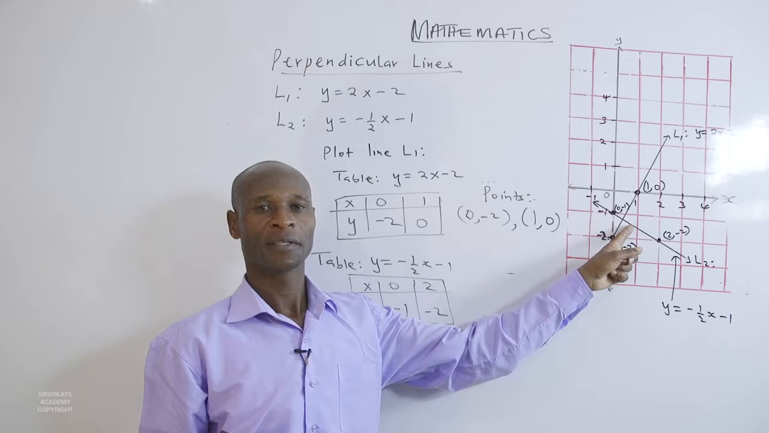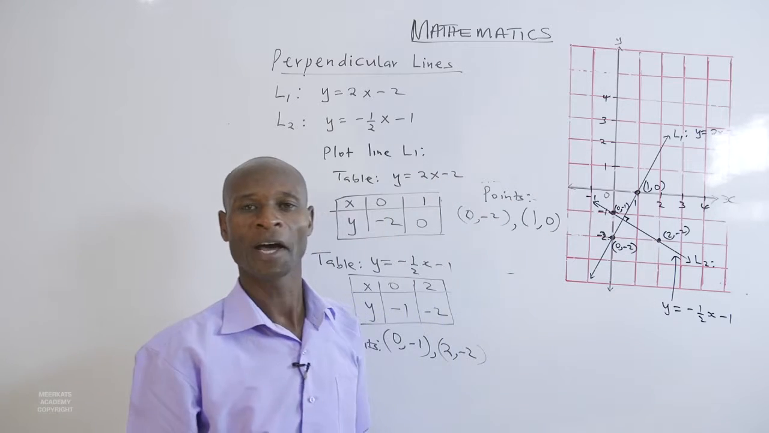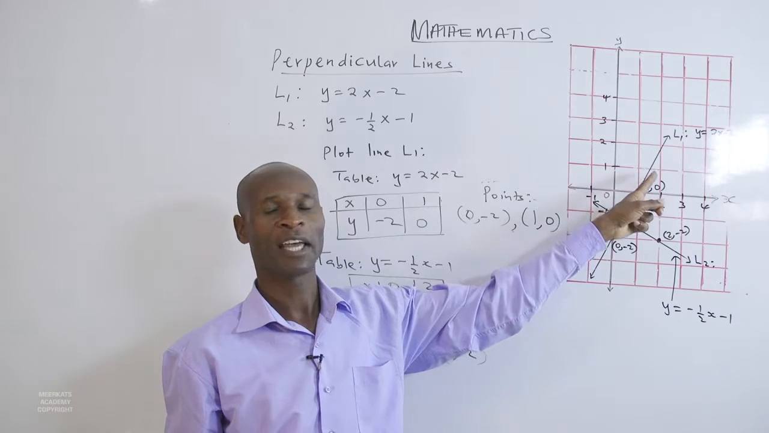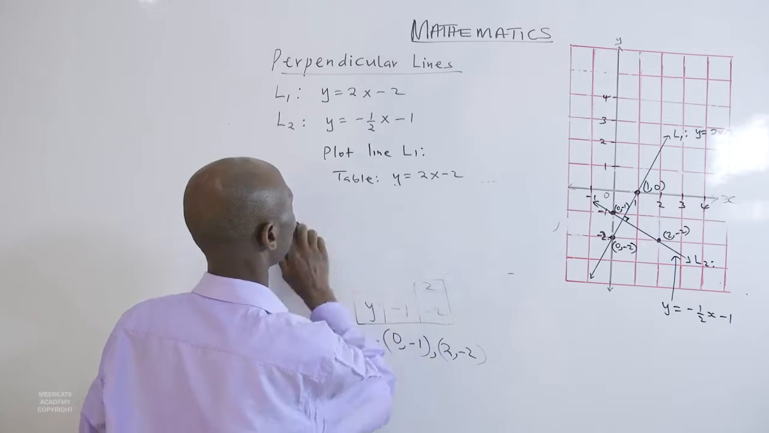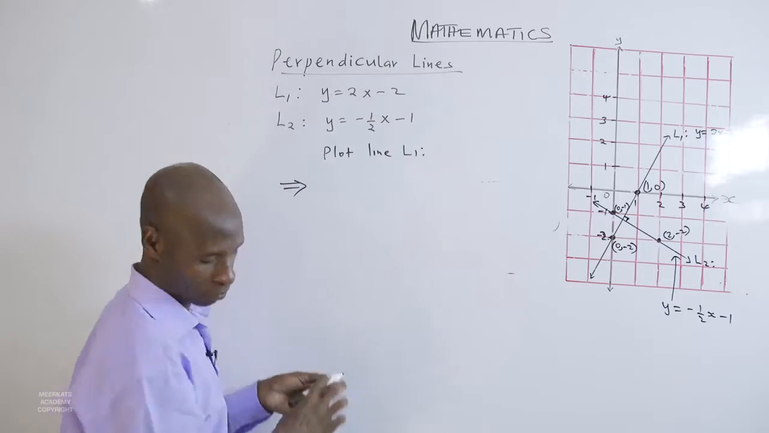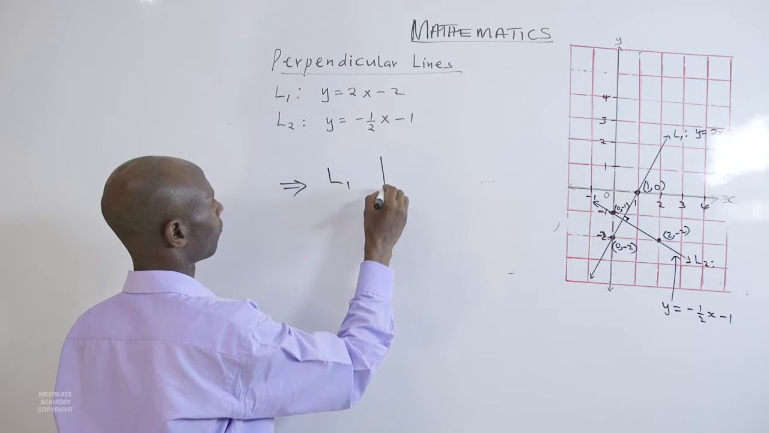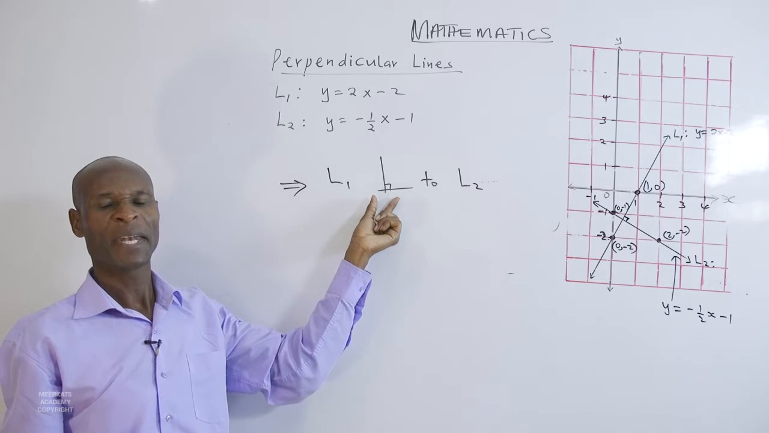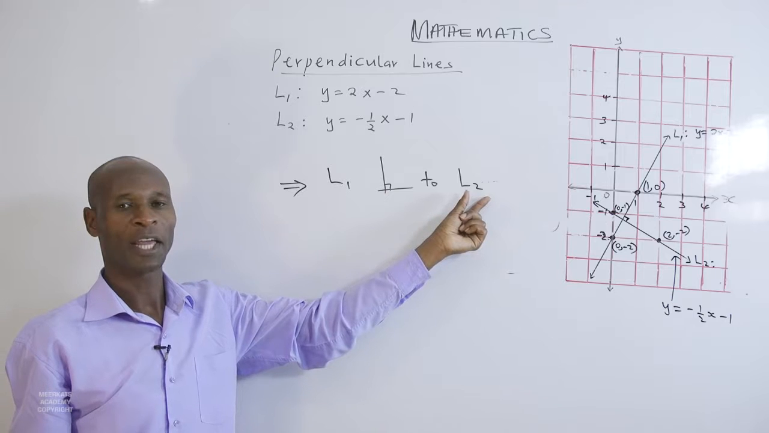Now, the 2 lines meet at right angle. You can confirm that by using a protractor. You'll notice that the 2 lines meet at right angle. So we say that line 1 is perpendicular to line 2. So this symbol means perpendicular. So L1, line 1, is perpendicular to line 2.